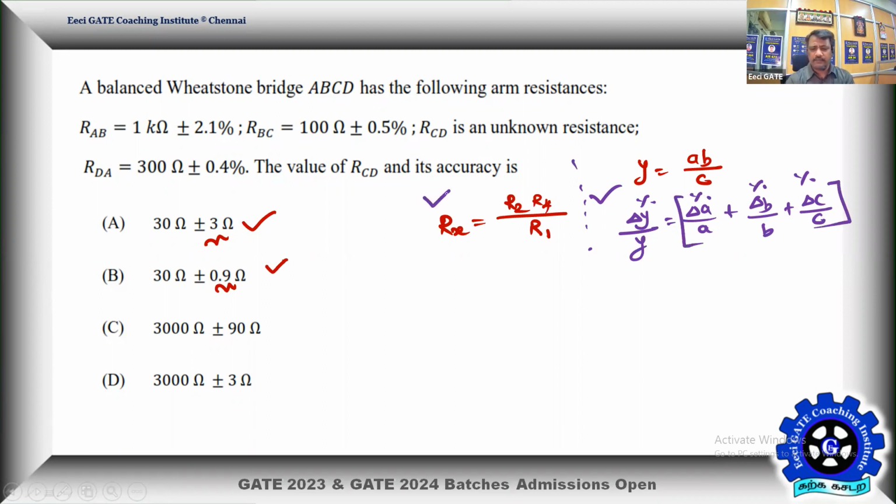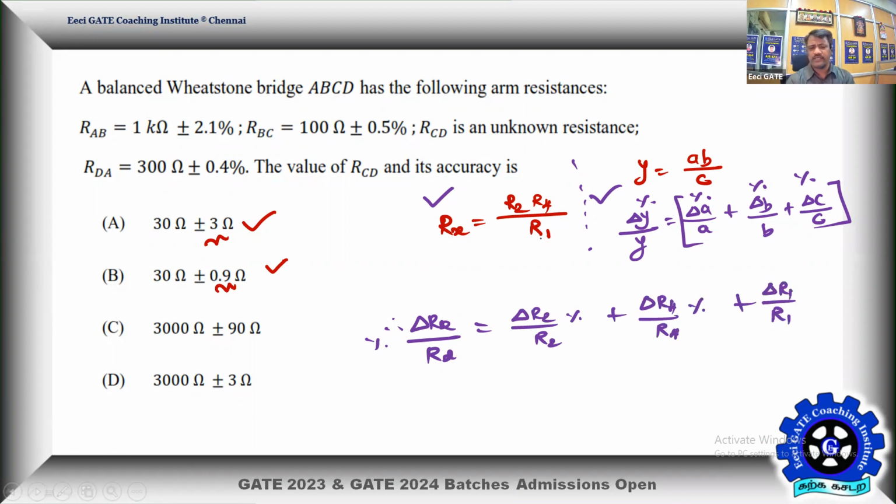So this resembles Y is equal to AB by C. Therefore, delta Rx by Rx, the percentage change in Rx, is equal to delta R2 by R2 in percentage plus delta R4 by R4 in percentage plus delta R1 by R1. Since it is in the denominator, we go for the absolute maximum deviation, remember? As per the error analysis, this is the absolute maximum deviation, or absolute maximum error. Therefore, the tolerance error in the unknown resistance Rx, in percentage, is equal to this.